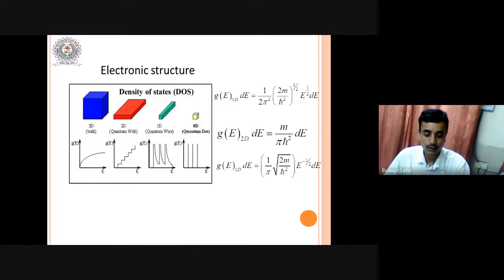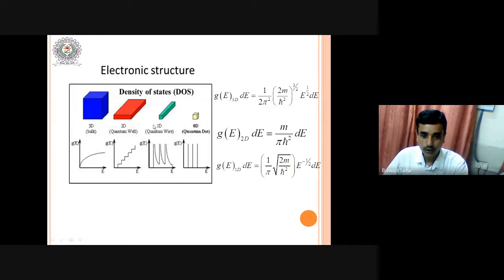You can see here three equations. The first one is for three dimensions, two dimensions, and one dimension. So in all these three dimensions, we can see the density of states is basically dependent on energy: E to the power half, then it is step-like, and then E to the power minus half. In the figure you can see there are three different graphs. This is a continuous one for a bulk. Then this is for a thin film. Then this is for one dimension, and this is for zero dimension.